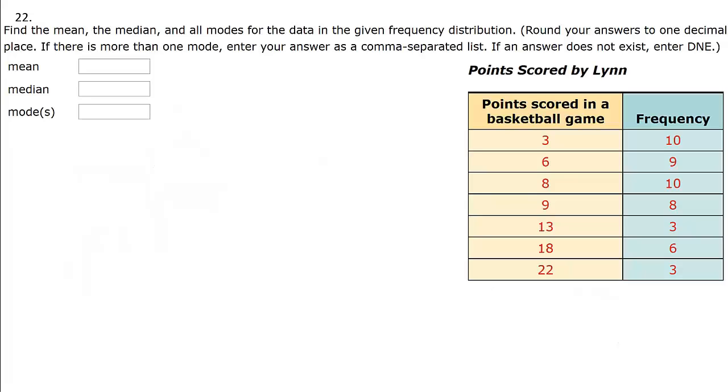22. Find the mean, median, and all modes for the data given in the frequency distribution. Round your answers to one decimal place, and if there's more than one mode, enter your answer as a comma-separated list. If an answer doesn't exist, use DNE.